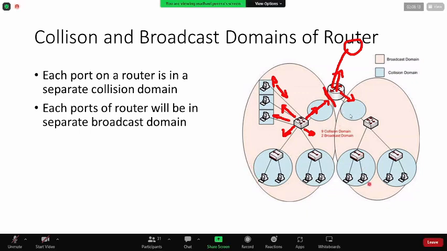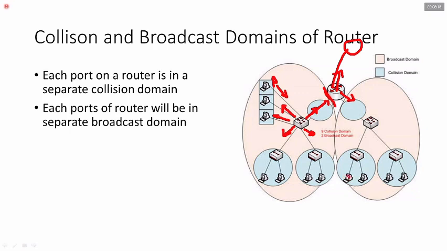Same way here, right? Let's say this computer sends a broadcast message. From the hub, it will go to the switch, and the switch will send it to this hub, and these two people will get it. This computer will get it. The router will get it. But after that, the router is not going to forward it any further, because broadcast messages are only for the devices within the network, not for the people outside the network, right?